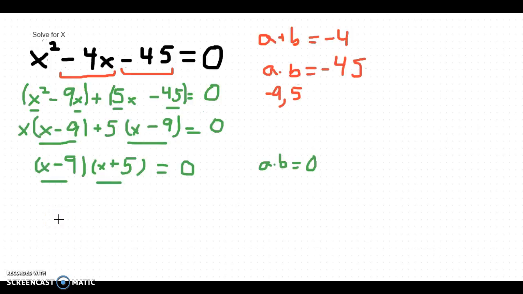Which means that x is either going to be positive 9 or negative 5. Since for this one, if it's positive 9, 9 minus 9 is equal to 0. Or for this one, negative 5 plus 5 is equal to 0. And that's how you find your two answers for x, when x squared minus 4x minus 45 is equal to 0.